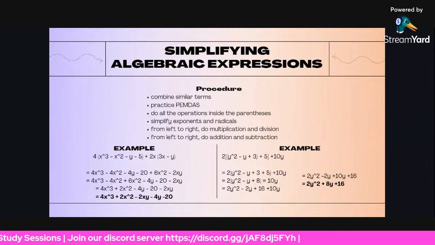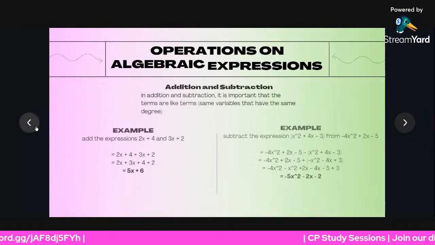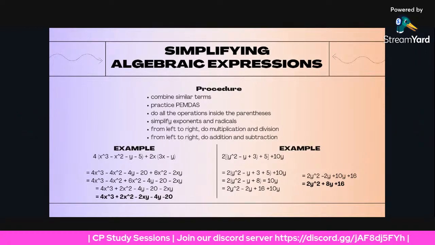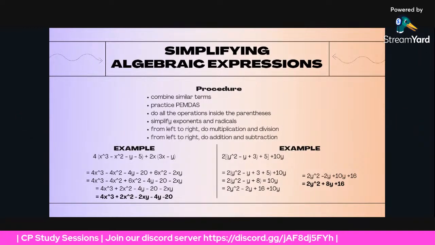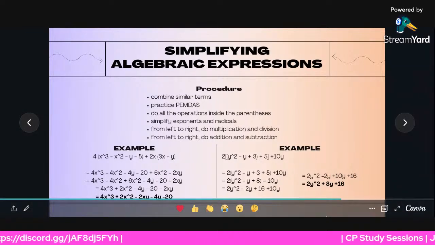So, since wala na kayong pwedeng i-combine na similar terms, ang final answer nyo na is negative 2y squared plus 8y plus 16. So, malinaw ba yun?